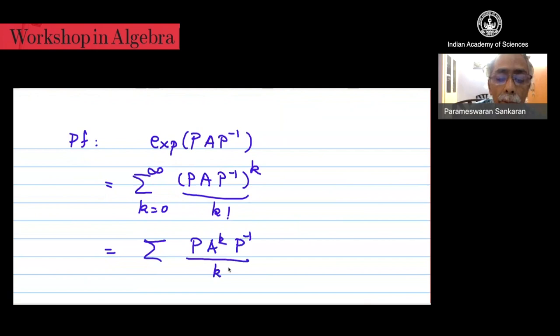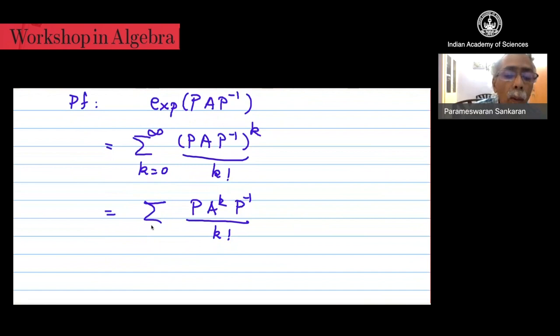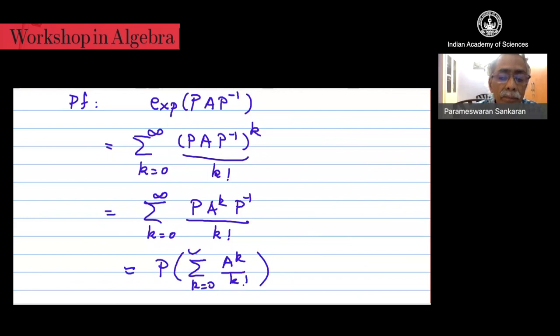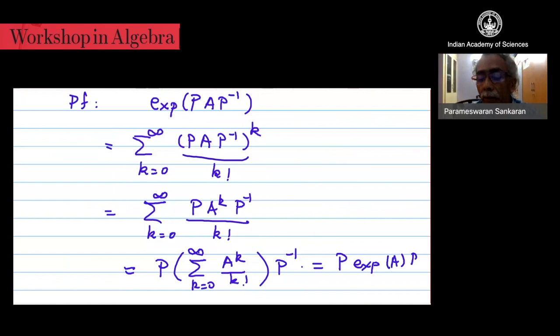Over k factorial. Alright. But that's the same thing as, well, now k equals 0, it's an infinite sum. If it was a finite sum, then I can take P out this side and P inverse out that side, but the convergence properties of the matrix exponential that was already remarked upon tell you that, I mean, this is just P A power k over k factorial. Doesn't matter if it's an infinite sum. Actually, what you are using is continuity of the exponentiation function. That's exactly P exponential A P inverse. Okay, so conjugation commutes with exponentiation in that sense.